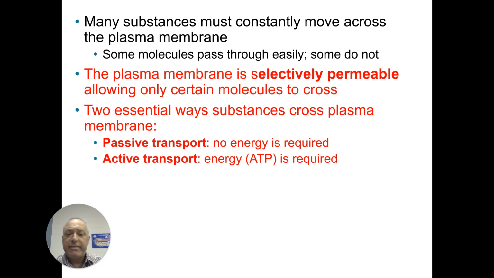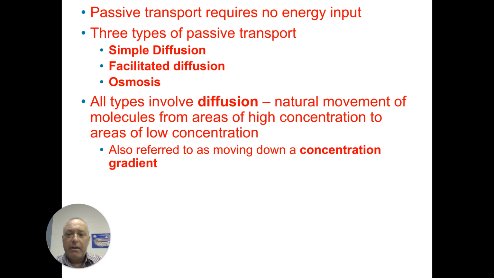So the plasma membrane is selectively permeable, allowing only certain substances to cross. There's passive transport that requires no energy, and there's active transport, which requires the hydrolysis of ATP. So there are three types of passive transport: simple diffusion, facilitated diffusion, and osmosis.